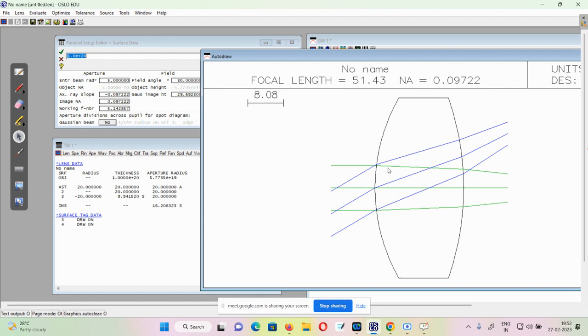But you should think that this can be done without Oslo also, and then it will be a lengthy question, so you should practice that also. Yes, sir. Thank you, sir.